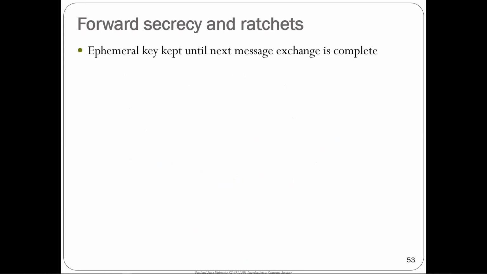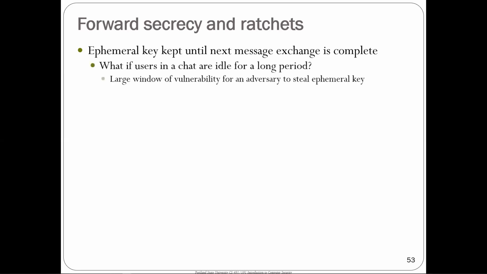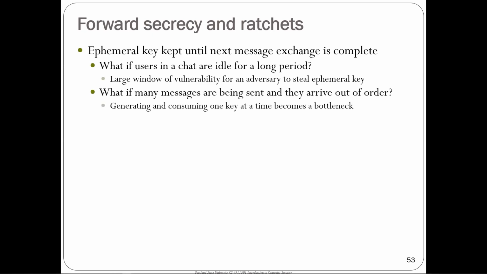The first is that you have an ephemeral key that's kept in memory until the next message exchange is complete. And so you have a window where that thing can be hijacked. If it's in memory for a long period of time, then the adversary might be able to capture the ephemeral key and then be able to decrypt. Another problem is if you're sending a whole bunch of messages back and forth, say a rapid-fire chat between you and someone else, I don't want to have to do this ephemeral key generation and key exchange every single message.